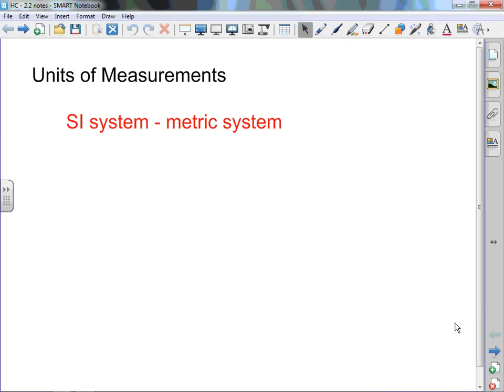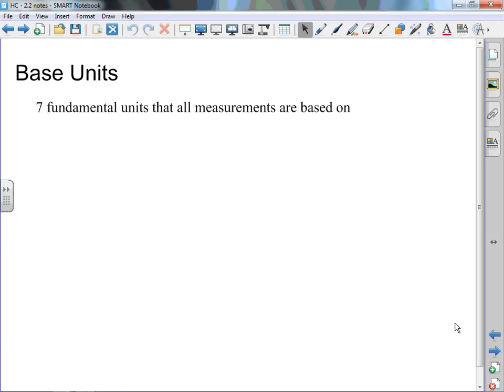Today we're going to talk about the metric system, or the SI units of measurement. In this chapter we will look at the different measurements we will use in chemistry, the units, the prefixes, and how to communicate those measurements. First thing we need to talk about are what are often referred to as the base units. These are the 7 fundamental units that all measurements are based on. And in chemistry, there are a few that we use.